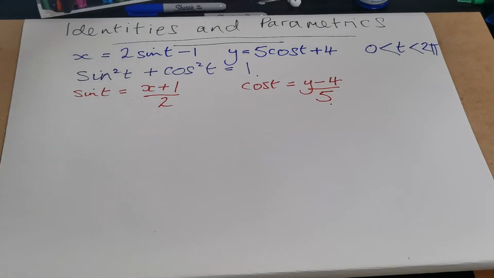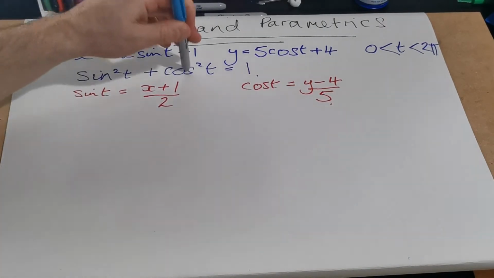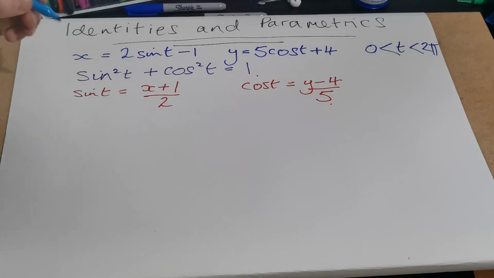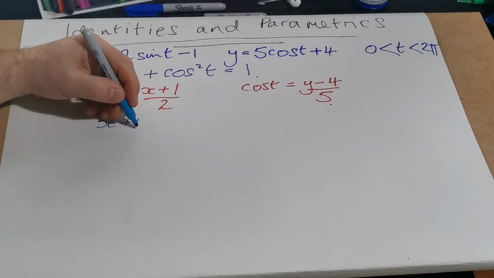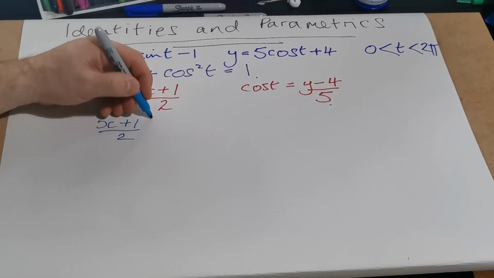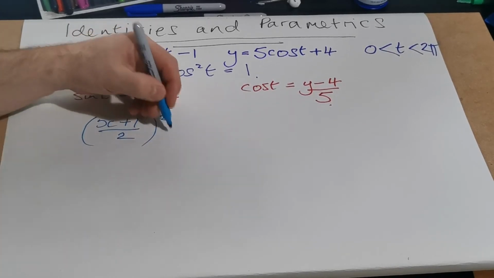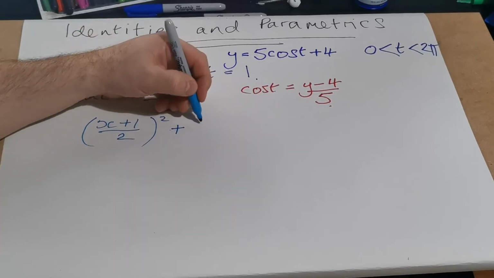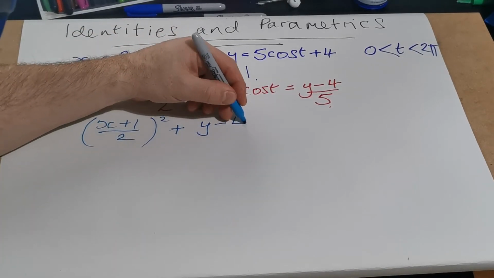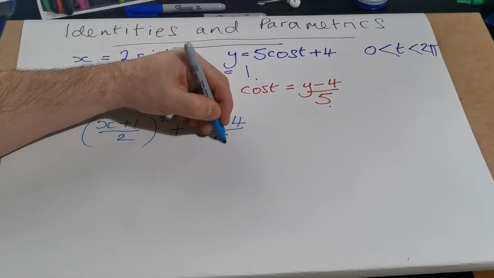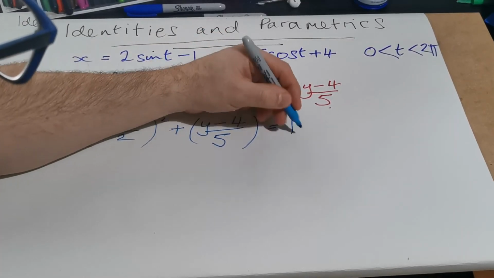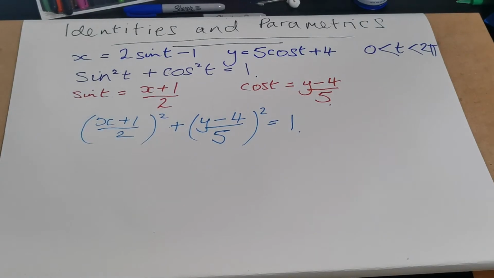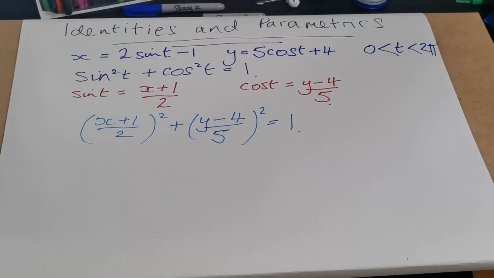So if I were then to look at sine squared t plus cos squared t, I would have ((x plus 1) over 2) squared plus ((y take 4) over 5) squared equals 1. And I think there might be a temptation there to say, okay, let's square the brackets out and see where it takes us.